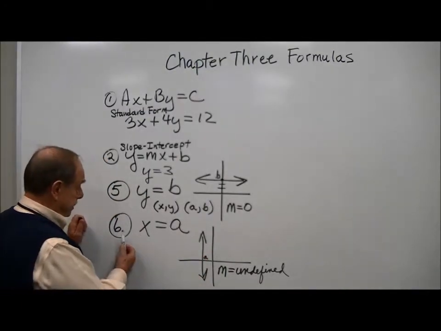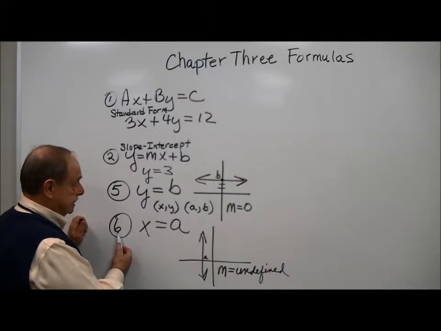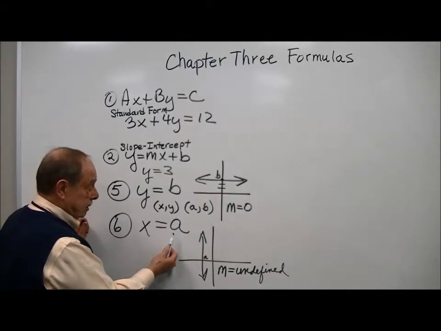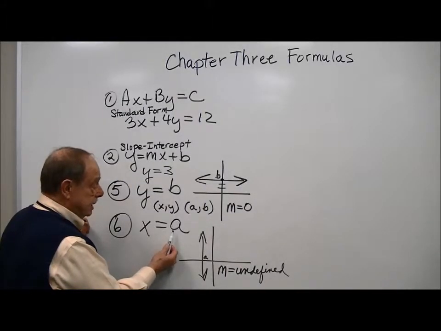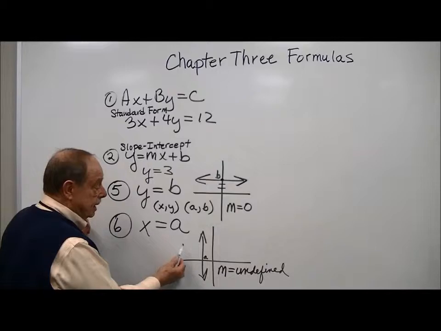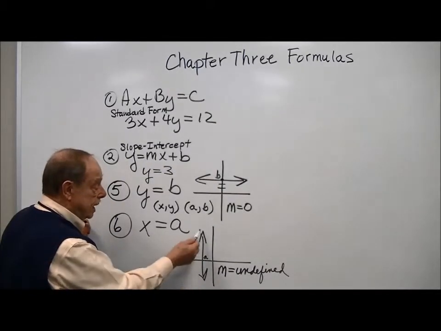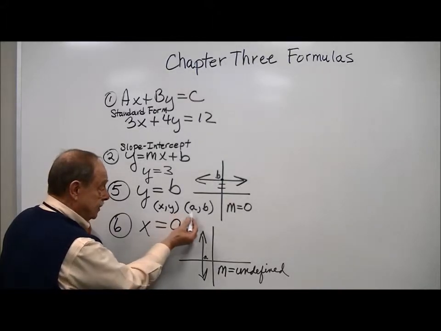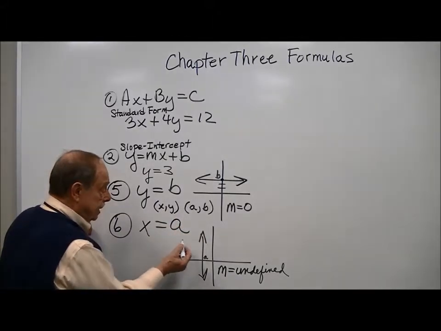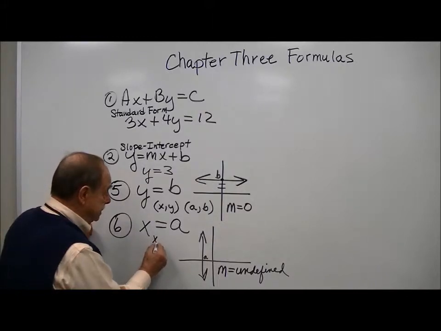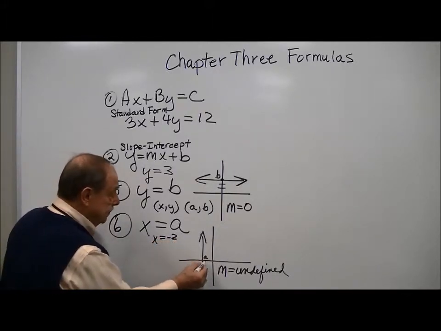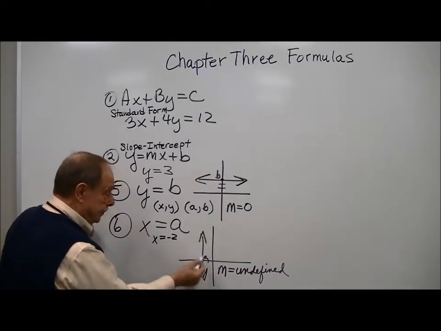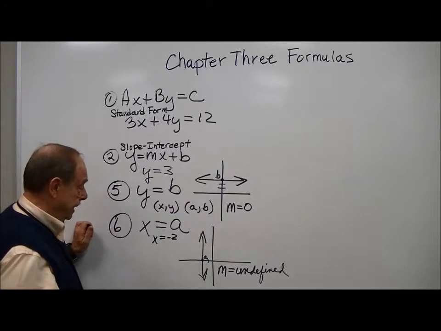All right, here's another equation. 6, x equals a. Well, when you graph this equation, it's the equation of a vertical line going through point A. That would be an x value going through point A. So this equation would be x equals -2. And there's our -2, and there's our vertical line through it.